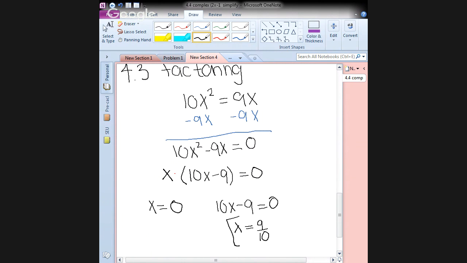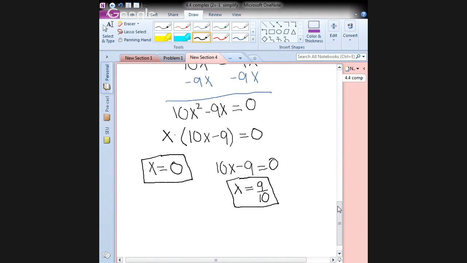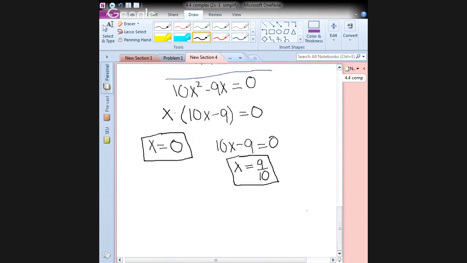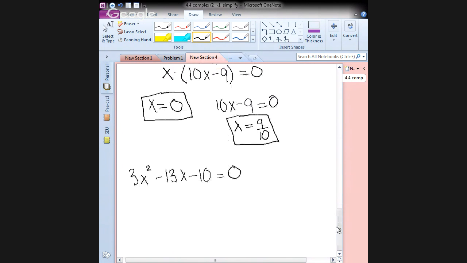Okay, so we didn't even have to use the box or the x with this problem because it was a problem that had a GCF. I'll go through another one so maybe we can use a box and you guys can see that. Okay, we'll do this one: 3x to the second power minus 13x minus 10 is equal to 0. So we're trying to find the solutions here.